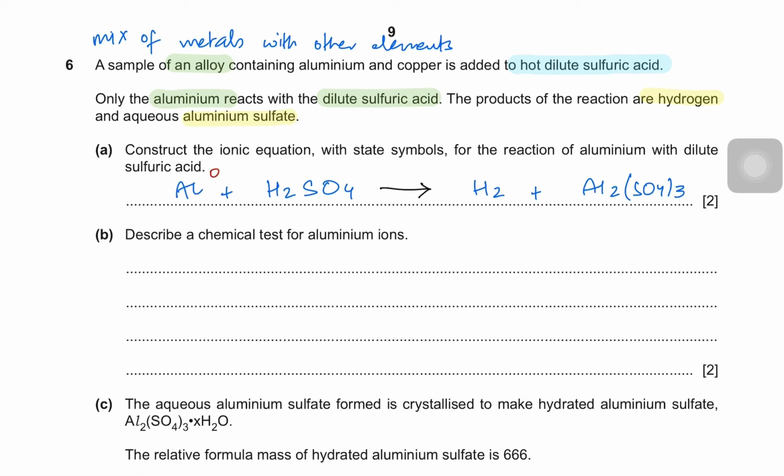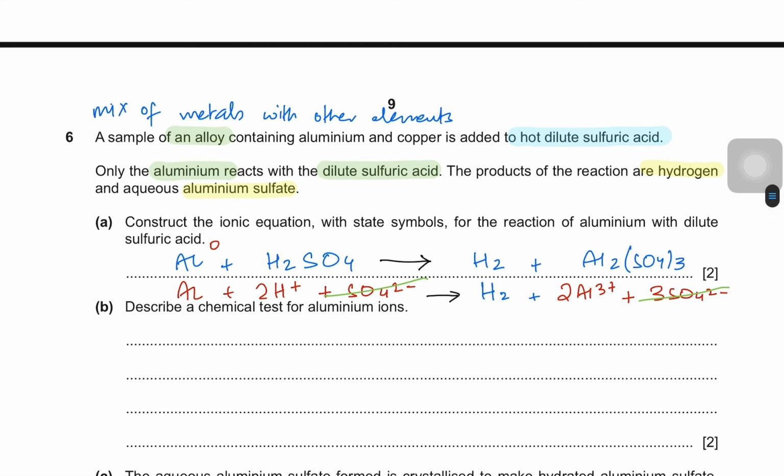Aluminium has no charge. Sulfuric acid is basically H+ and SO4 2-. Your products are hydrogen gas, which is a gas, so we never write ions for it. The other product involves aluminium ions, so Al with 3+ charge on both of them, and there are 3 sulfate ions. Now, you cancel the sulfate ions from both sides. Let me write it somewhere here to show you what's happening. Aluminium plus hydrogen ions will give you aluminium ions and hydrogen gas.